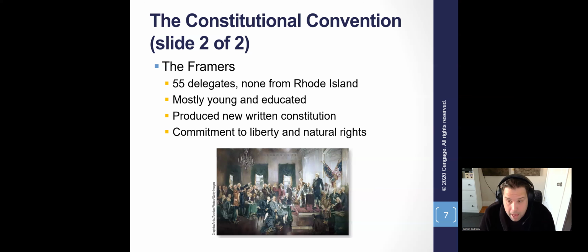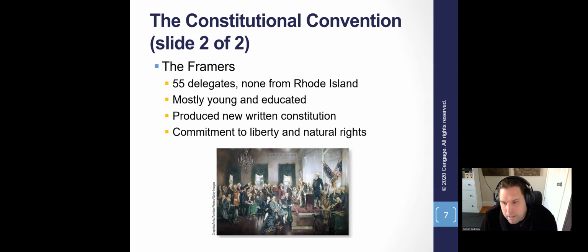And so you had the establishment of a constitutional convention, which included 55 delegates from 12 of the 13 colonies, none coming from, I'm sorry, they're no longer colonies, now they're states, none of which came from Rhode Island. Okay. So they were primarily young and educated men.